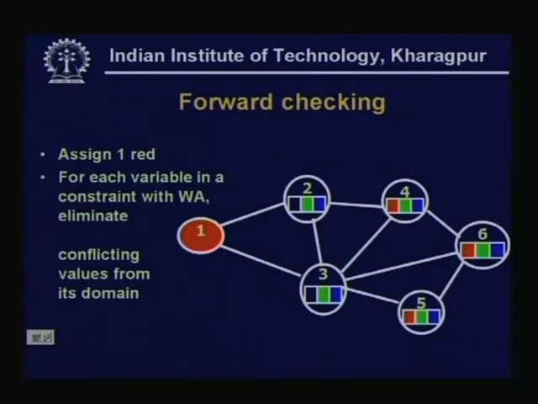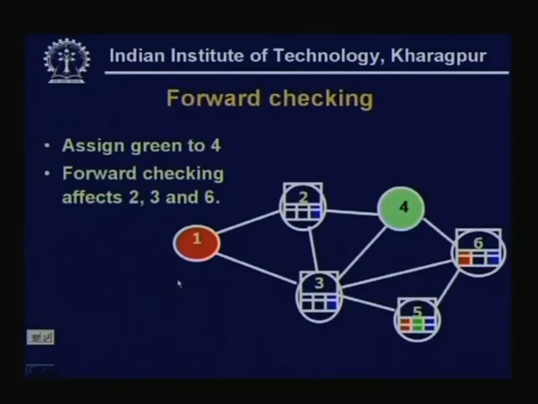Suppose we first pick up 1 and we assign 1 to red. Now, if we assign 1 to red, 2 and 3 cannot be red. So, we reduce the domains of 2 and 3, they are blue or green. So, for each variable which is in constraint with 1, we eliminate the conflicting values from the domain. Now, next suppose we assign green to 4. Now, if we assign green to 4, 2, 3 and 6 cannot be green. So, we remove green from the domains of 2, 3 and 6. Okay. Now, 2 can be only blue, 3 can be blue, 6 can be red or blue.